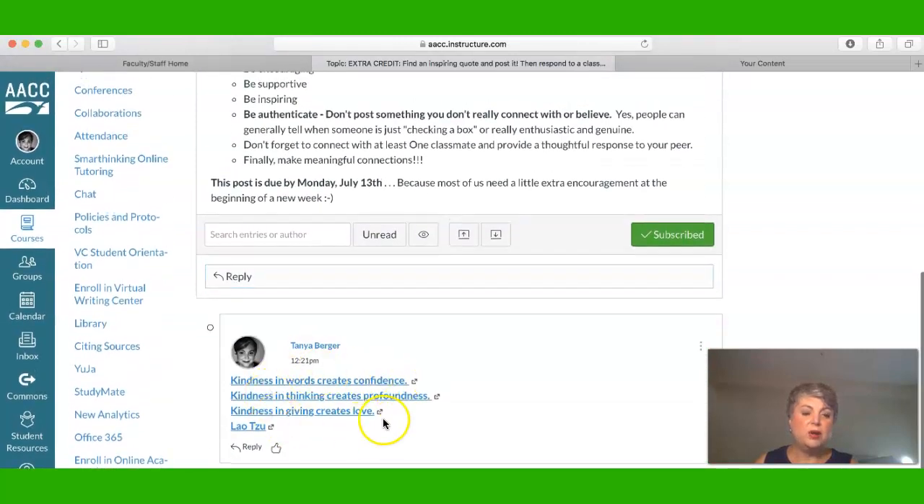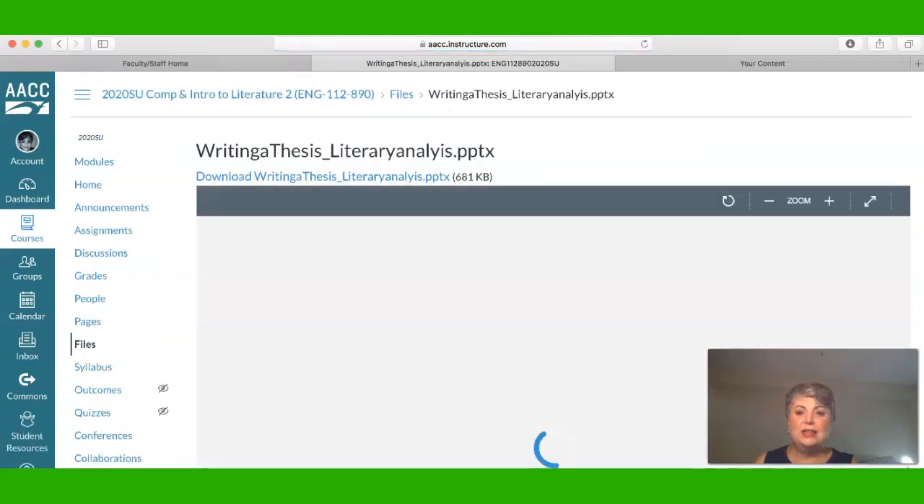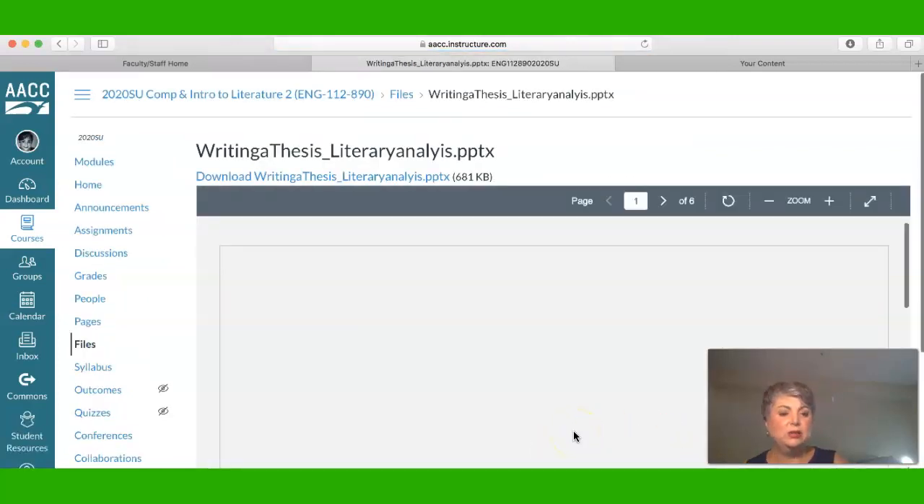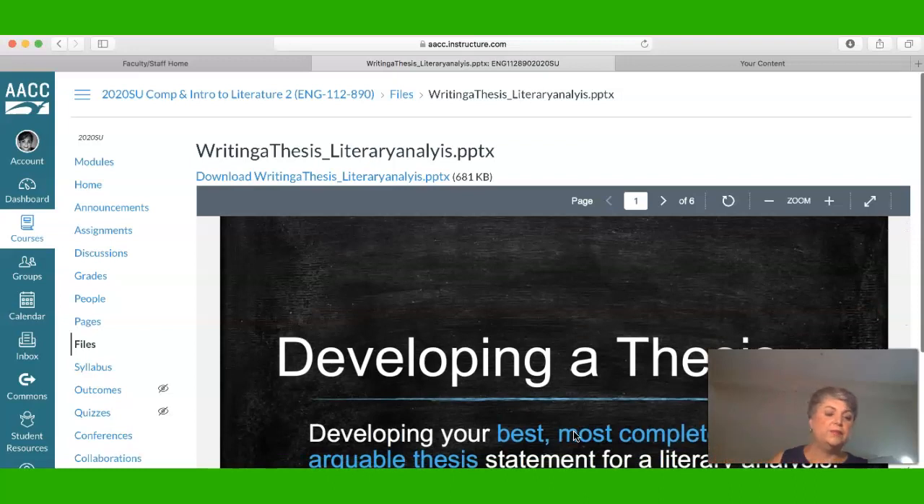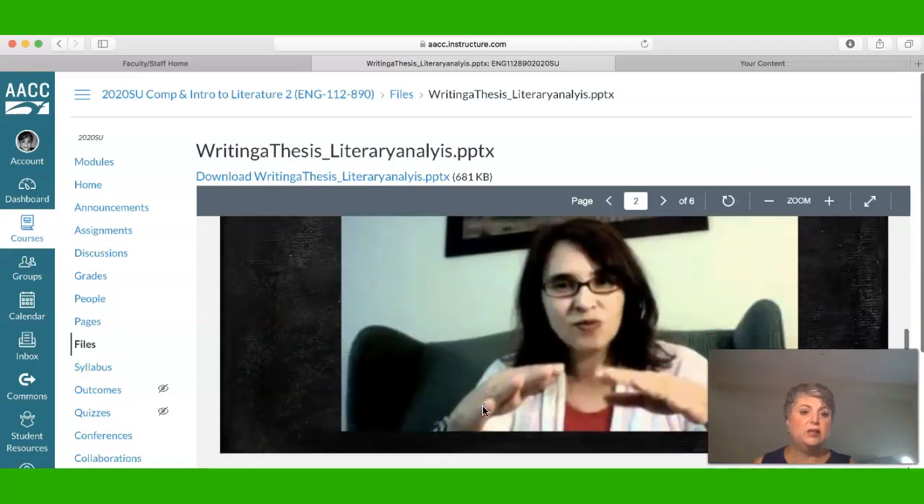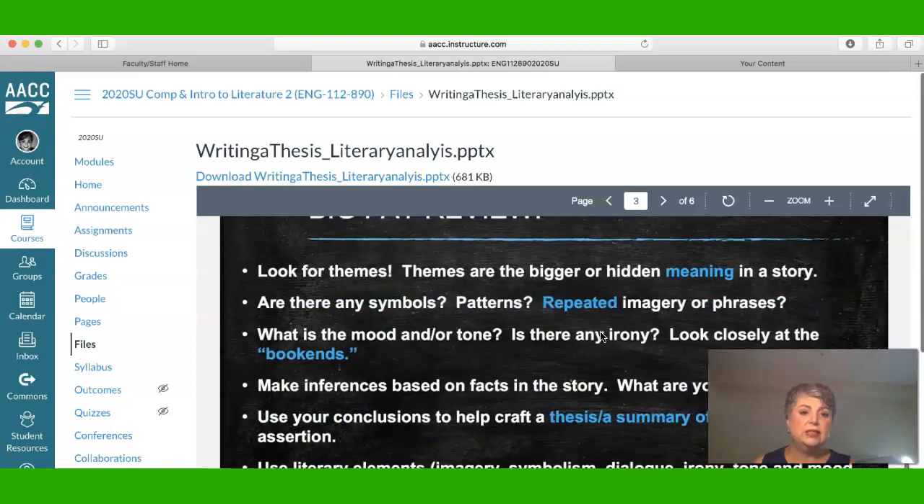All right, and I've already posted a quote for you. You can take a look at that and respond. And then writing a thesis, a literary analysis. This is a tool. It's a PowerPoint on the nuts and bolts of writing a literary analysis. This is probably a review for most of you. It is not long, it's 6 pages, and there are some videos embedded in it, right?